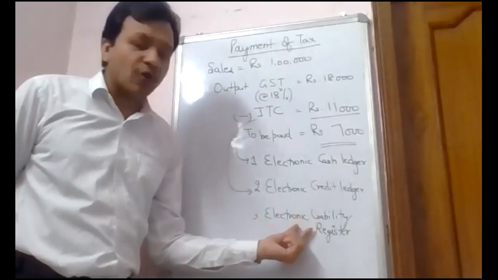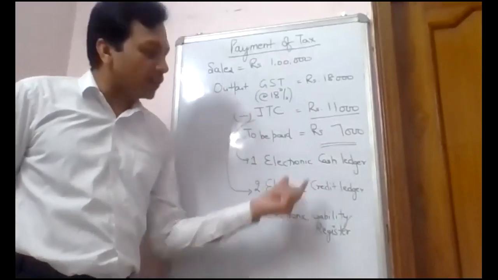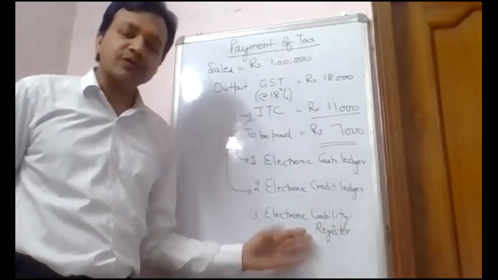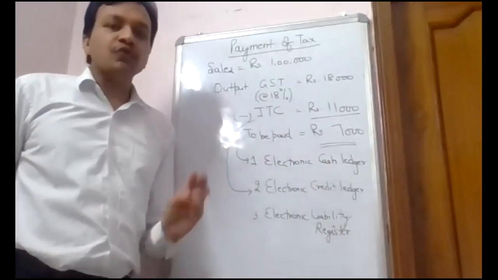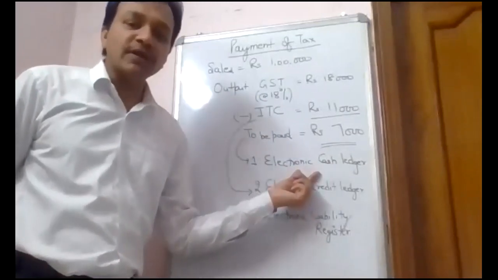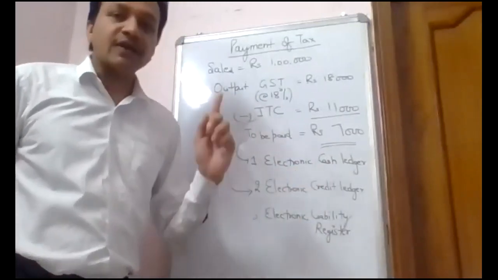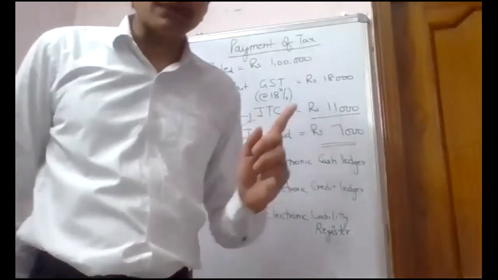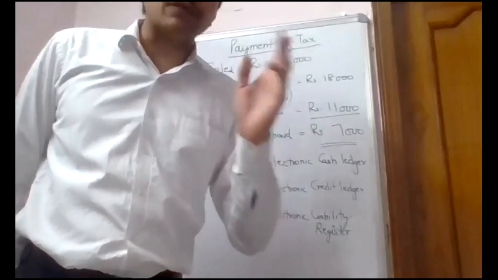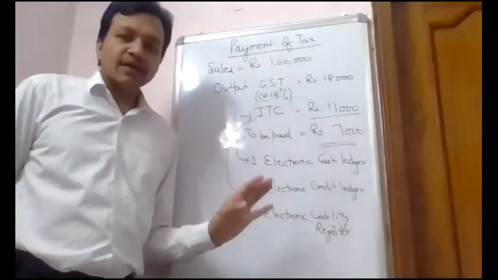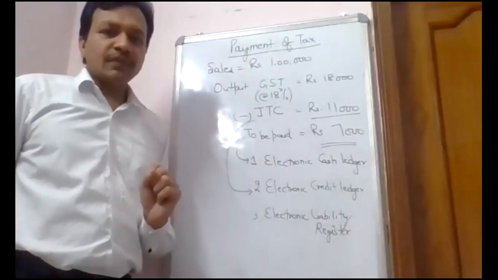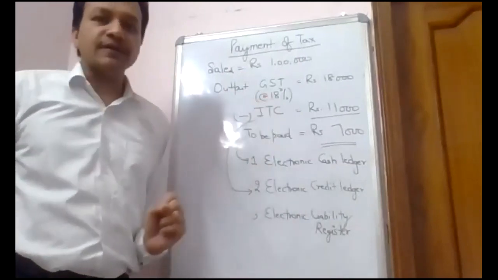And electronic liability register is a common account. All the transactions of cash and credit will be automatically adjusted. You need to learn only these two accounts, electronic cash ledger and electronic credit ledger. In electronic cash ledger, what you pay will go. In electronic credit ledger, whatever is your ITC will be reflected. That's it. This is my entire topic, payment of taxes. I hope the example is a little bit clear.